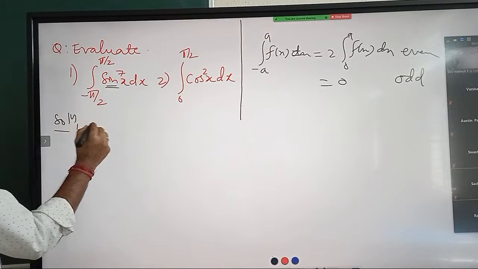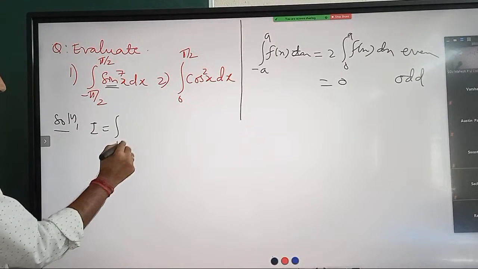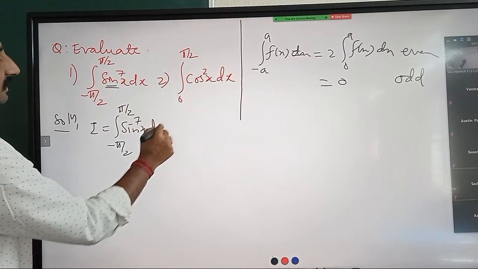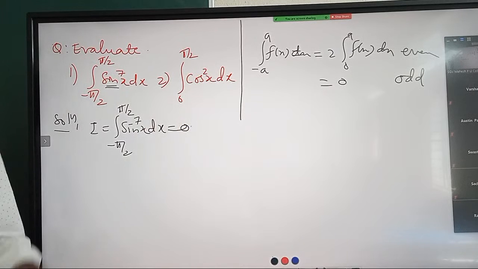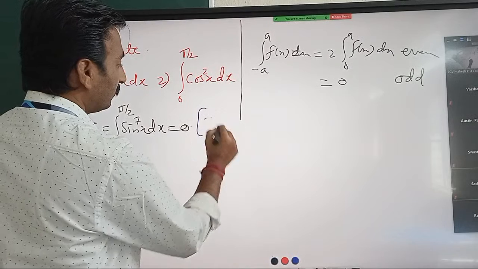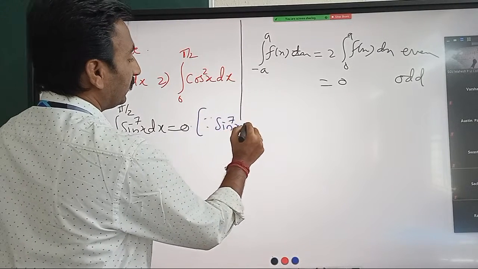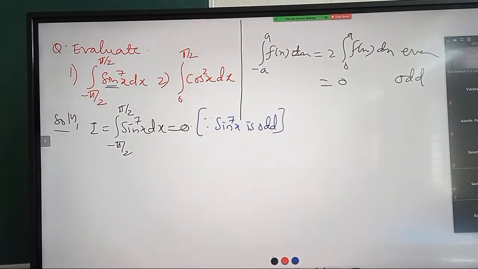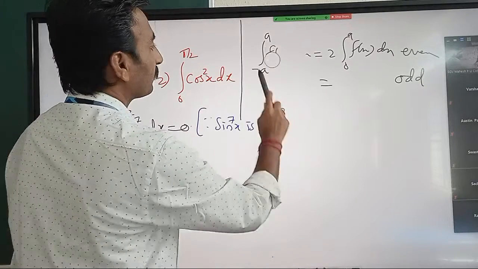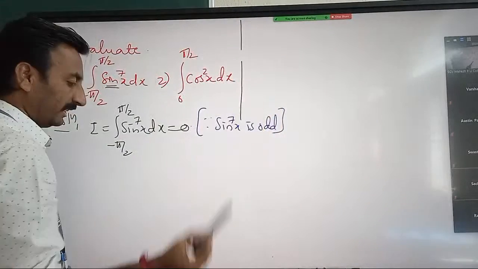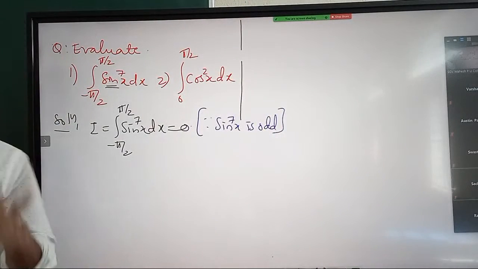So now you can clearly say that the integral from minus pi by 2 to plus pi by 2 of sine raised to 7x dx is 0. Why? Because sine raised to 7x is an odd function. I hope you can understand this. This is a very important property you have to remember. Next, look at the second problem.